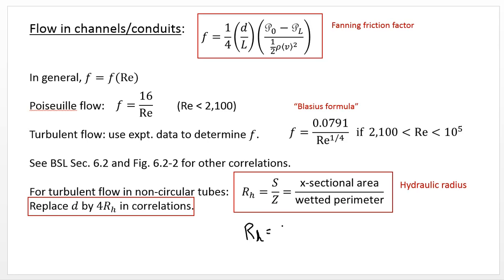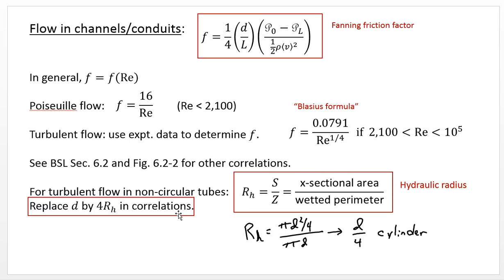R_H is equal to the cross-sectional area, so we'd have pi d squared over 4, divided by the wetted perimeter, which is pi d, and so we have d over 4 for a cylinder. So to recover the traditional result, we simply take 4 times the hydraulic radius, and that would recover the diameter in any correlation. And so that is the origin of this 4 R_H being equal to the diameter in the correlation for turbulent flow.